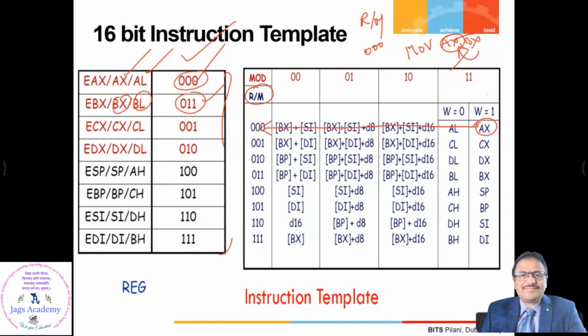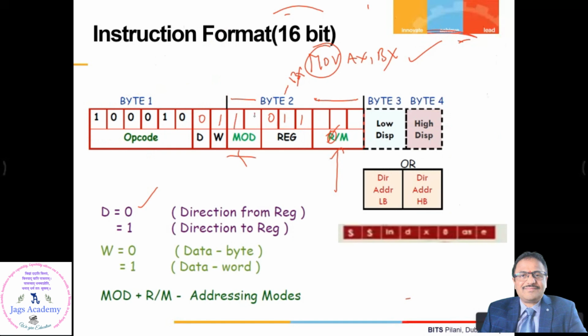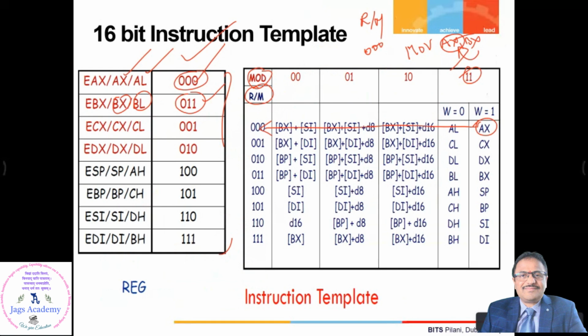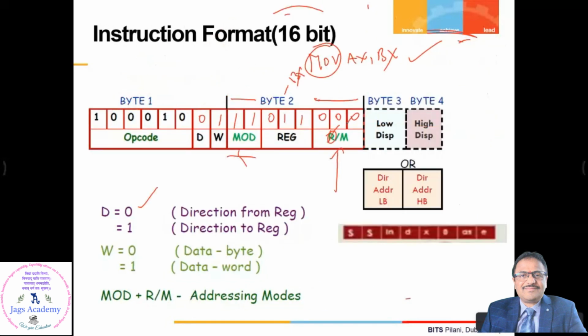Can you tell me what the mode bit is? Mode bit is 11. Now, can you put the same thing in your instruction format? What is the mode bit here? 11. What is this? 000. This part is not there anyway because you don't have any address here. Now, can you tell me what the complete machine instruction is? 1000100111011000.